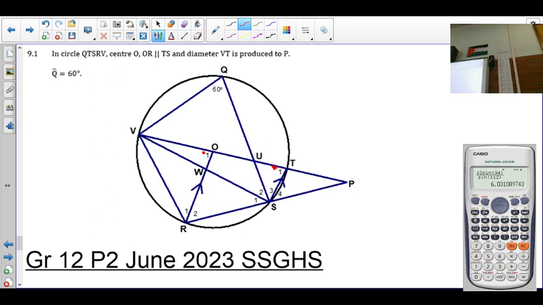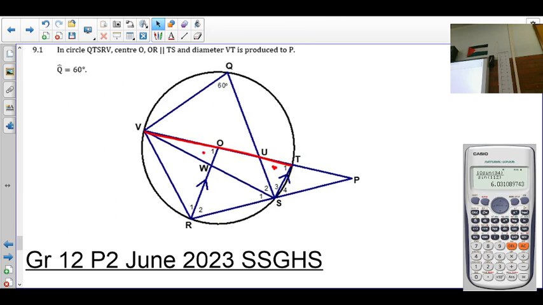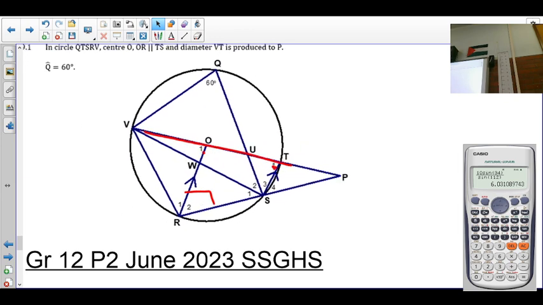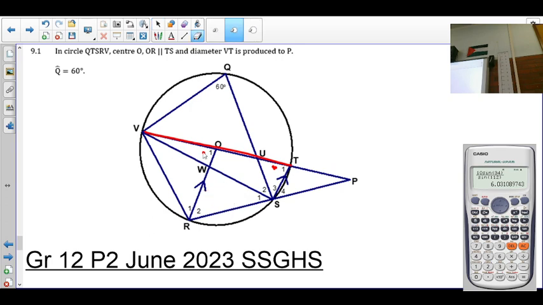Then we are told that VT is the diameter of the circle. So if that's your diameter, then angle R1 and 2 is 90 degrees. Why? Angle in semicircle. No, not all. It's actually this angle here. It's actually this angle there. Okay. So VT is subtending this angle here only. Okay.